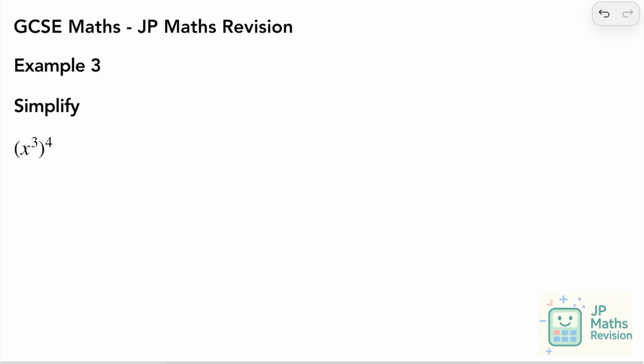Here's another example. So x to the power of 3, all to the power of 4. So we have brackets. So we're going to multiply. So 3 times 4 is 12. So this is going to be x to the power of 12.